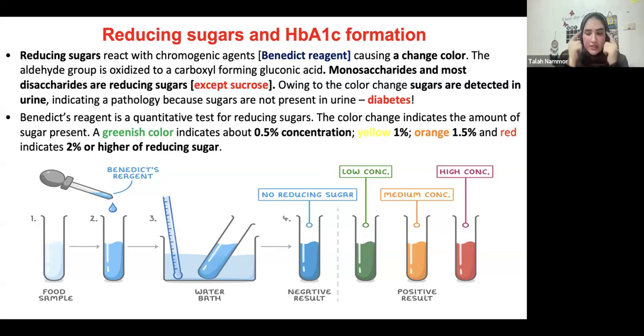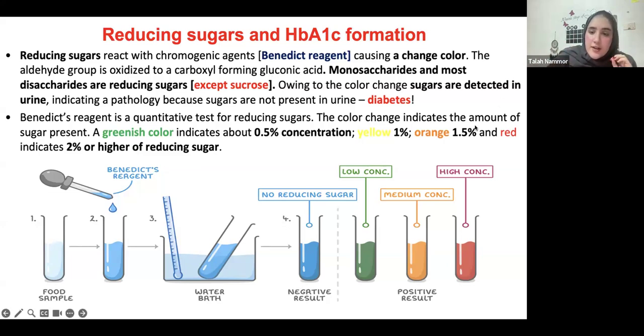If you remember, the initial carbonyl was C double bond O. The aldehyde was C double bond O, with an H here and an R. So when we want to change the aldehyde to a carboxyl, we're letting an H go. This is the reduction. This H goes, and it's going to form gluconic acid. This gluconic acid is going to cause the change in color.